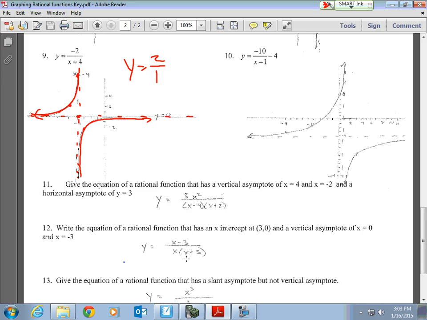Horizontal asymptote, y equals 0. Vertical asymptote, x equals negative 4. There's nothing out here causing my graph to shift up. It only shifts to the left 4.